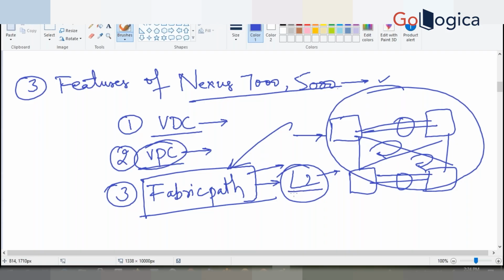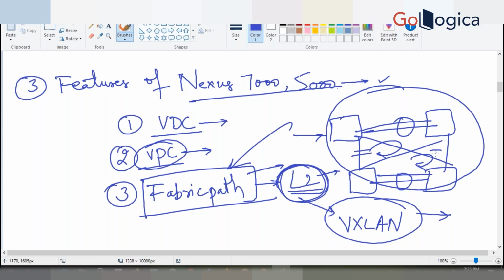So fabric path, but fabric path was again L2. So to avoid this, we have VXLAN. This is a very recent protocol. No more L2, no more L2 here, anytime. Access, core, aggregation, no more L2. This is a part of Nexus 9000. This has been recently developed. So once I am completing with the Nexus 7000, I will get to it.